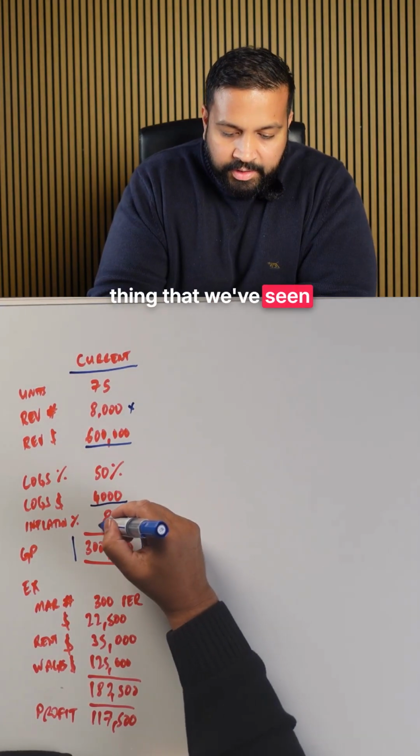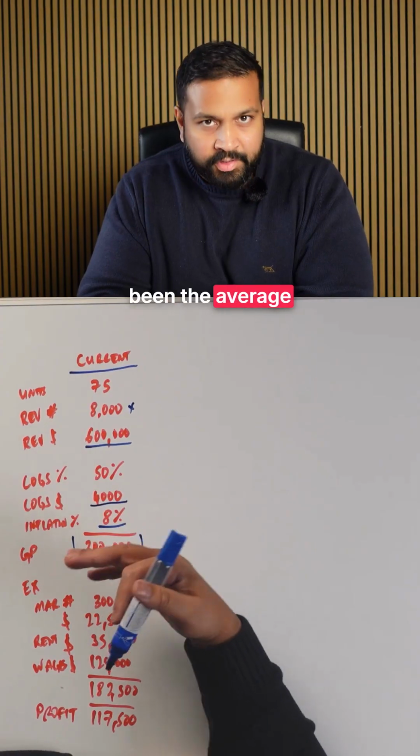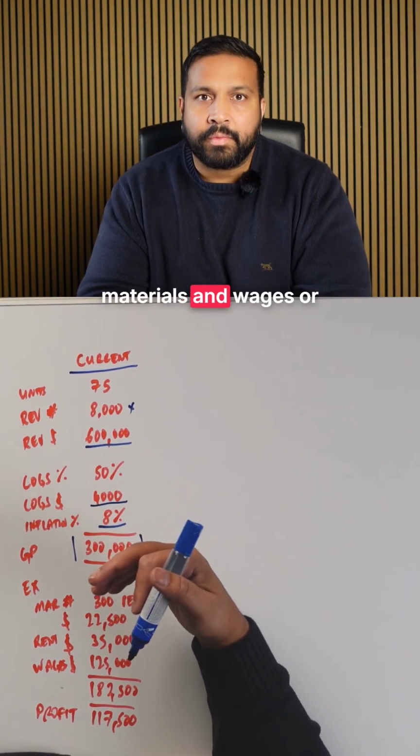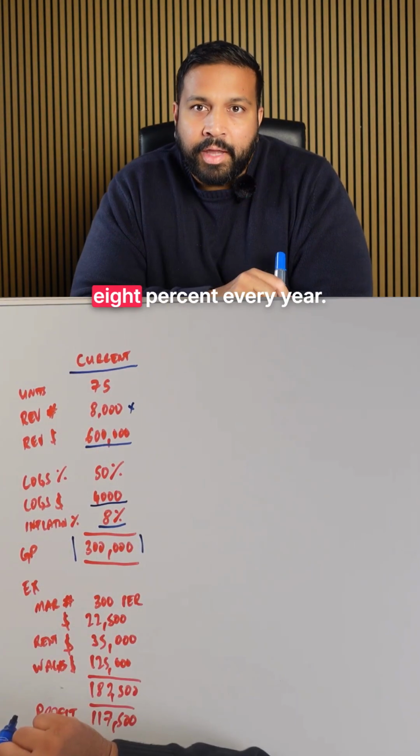Now, the biggest thing that we've seen in life these days is costs are increasing. In our discussion, we talked about what's been the average increase in their cost base, or materials and wages, or anything that goes into giving their product to their clients, has been growing 8% every year.